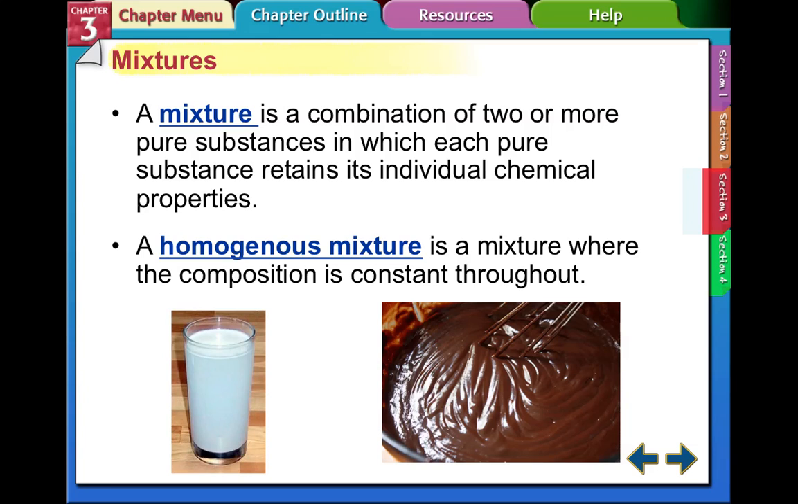A homogeneous mixture is a mixture where the composition is constant throughout. So both of these examples would be homogeneous mixtures. The milk, it is milk all the way through. You can't go in and say, oh, this is a fat particle, this is a water particle. It's all combined together, just like this cake batter. You can't tell where the eggs are and where the sugar are. It's all mixed together. Homogeneous mixture.